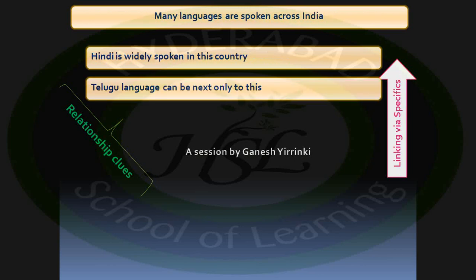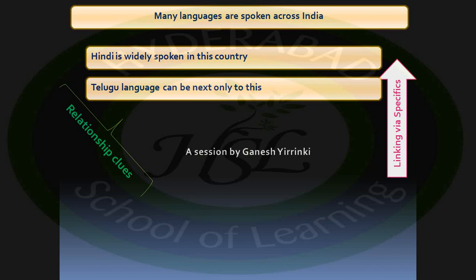Also, linking via specifics. For example, many languages are spoken across India. Hindi is widely spoken in this country. As I said, the first sentence is an independent sentence, and it can introduce a person, a place, a thing, an idea or a concept. So usually the first sentence is very broad and comprehensive. And a sentence can come as the second when it gives specific information about the first sentence, which is very broad. For example, there are many shopping malls in Hyderabad City, Telangana state. Two malls are very reputed. So you are giving specific information about Hyderabad, which has many malls.